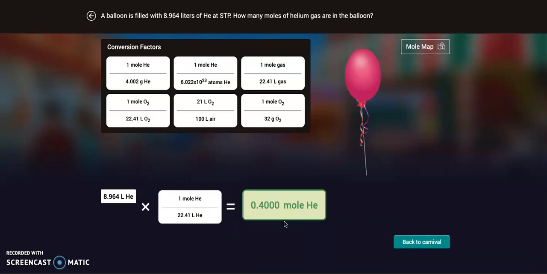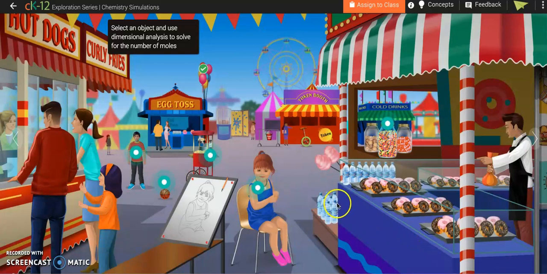You can always do this backwards. Say you started with 0.4 moles and you wanted to get to liters. You would have to switch this conversion factor so that the mole was on the bottom and the liters were at the top. So you can go back and forth with these equations. They'll work the same. So go ahead and try these out.